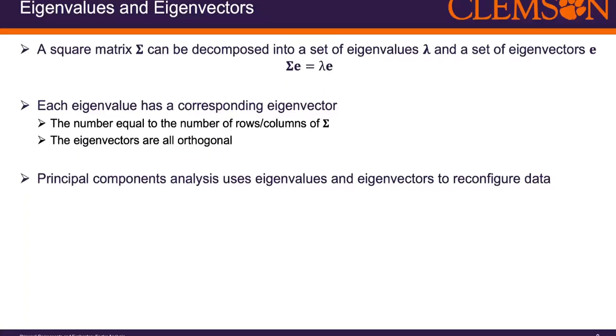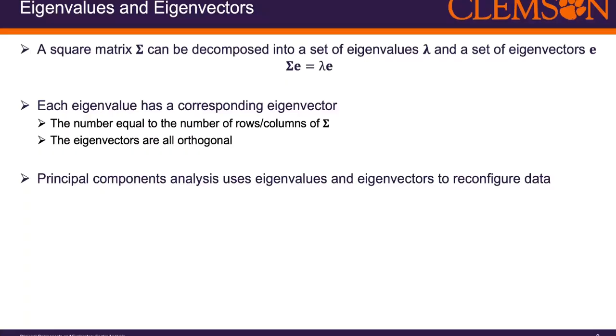Now, each eigenvalue has a corresponding eigenvector. So these are sort of paired. The number of eigenvalues or eigenvectors is equal to the number of rows or columns. Remember, this is a square matrix sigma. So how many eigenvalues and eigenvectors we get is equal to how many variables are in that matrix, or how many rows or columns.